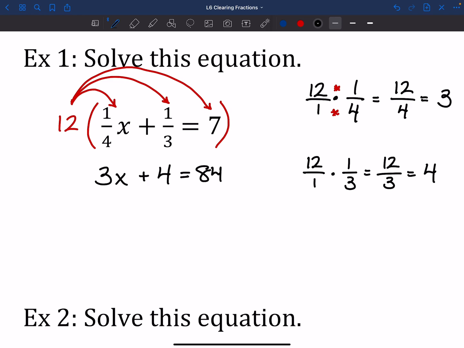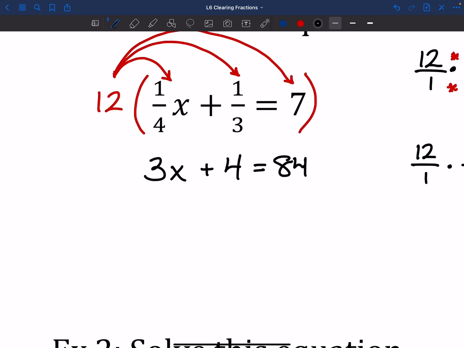So from here, it turns into a two-step equation. It looked awful at first. We had these fractions floating around, and nobody likes fractions, except for me, maybe. But now all we've got to do is move some stuff to the other side, and then we're done. So here, when we have 3x plus 4 equals 84, our first step is to move that 4 to the other side. We're going to do the opposite thing: subtract 4 on each side to move that over.